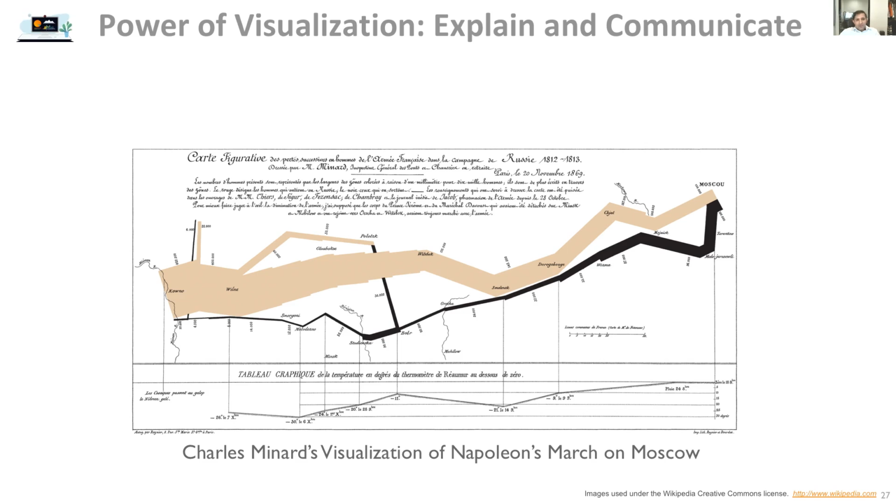Let's look at an example, which is one of the most famous visualizations of all time. This example is a visualization of Napoleon's campaign into Russia. In the 18th century, Charles Minard, a French engineer, wanted to present a lot of data about Napoleon's disastrous campaign in Russia in the winter of 1812-1813. He basically wanted to explain and communicate how Napoleon's army marched from Kaunas in today's Lithuania to Moscow, Russia, and retreated all the way back.